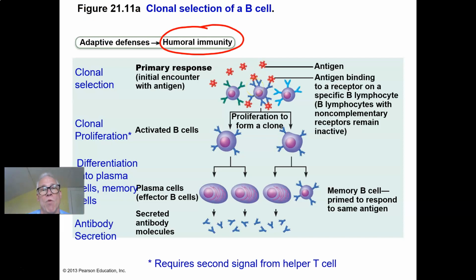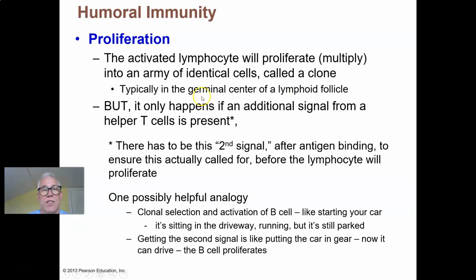One interesting little analogy that's used sometimes to talk about this activation process and the second signal that's needed from a helper T cell: think of the clonal selection process as like going out and starting your car. Get in there, put the keys in the ignition, start the car, or if it's a modern car, just press the button on the dashboard. It starts up and it's just sitting there, and you could leave it there and it would run all day until it ran out of gas. It wouldn't go anywhere at all.